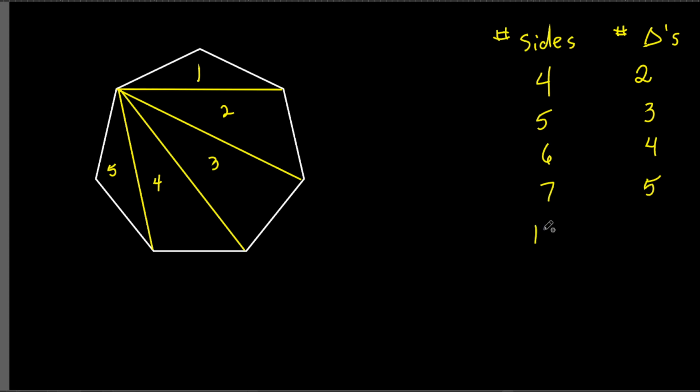What if you had 10 sides? How many triangles are you going to get? 8. What if you had 100 sides? How many triangles are you going to get? You're going to get 98.